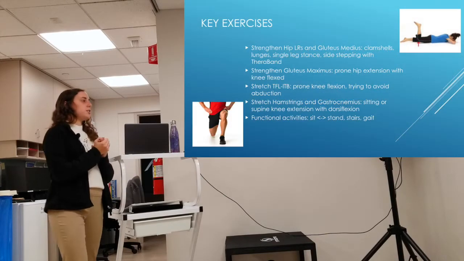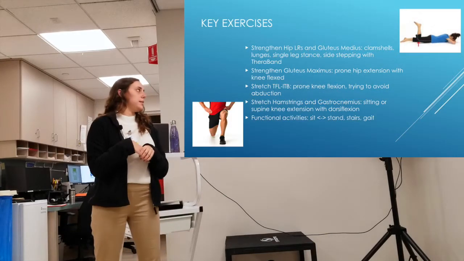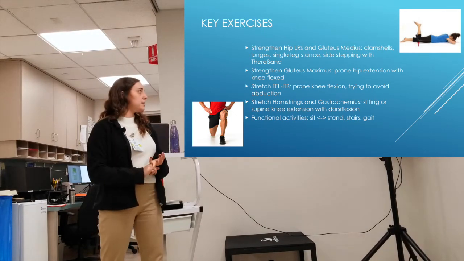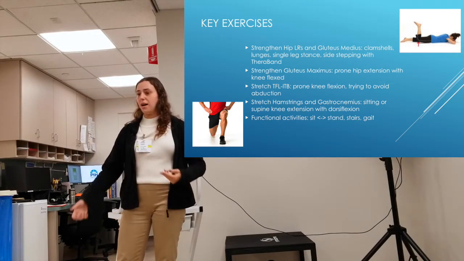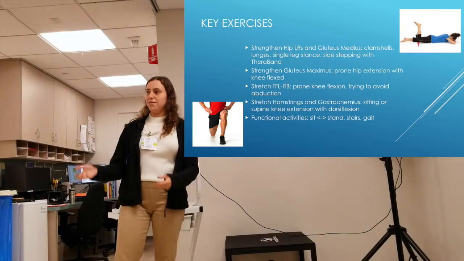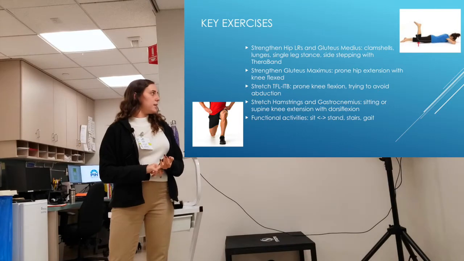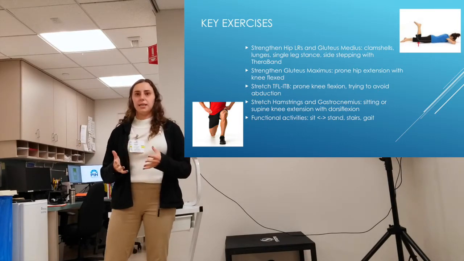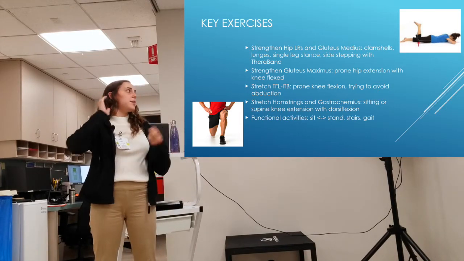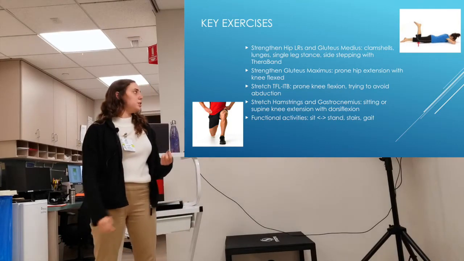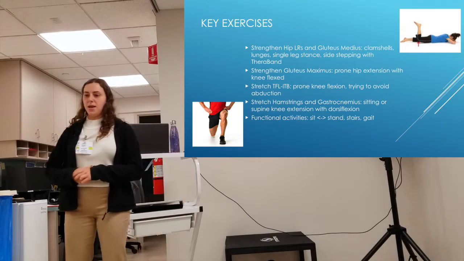So key exercises that you want to work on in the clinic with these patients. We want to strengthen the glute med, the glute max. We want to try to stretch the TFL because that could be giving them too much femoral medial rotation. You want to stretch the hamstrings and the gastrocs, and then we'll look at functional things as well. So different ideas for strengthening the lateral rotators and glute med. You could do clamshells. You could be doing just side stepping, hip abduction.